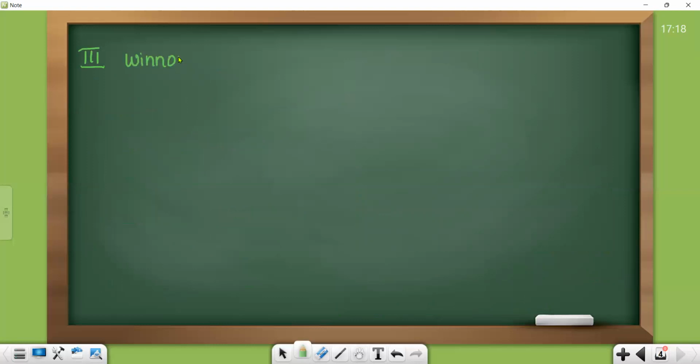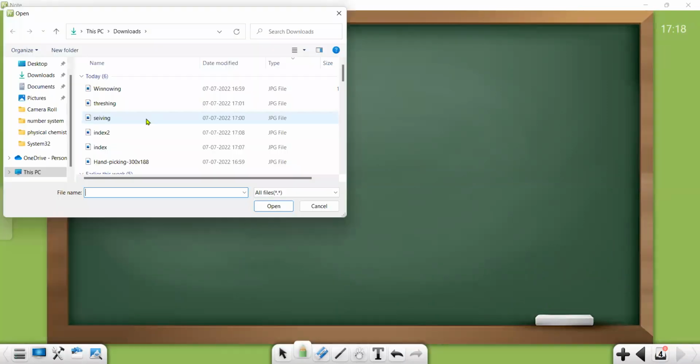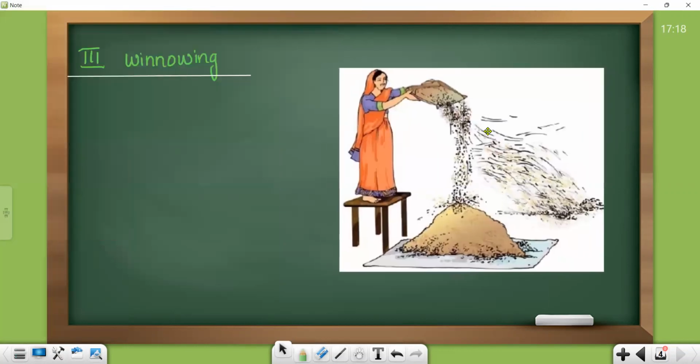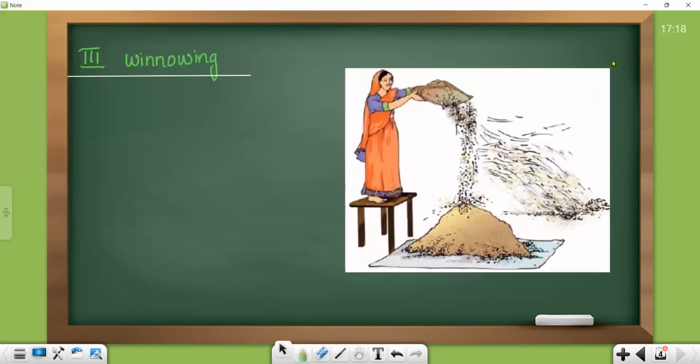Can I tell what is winnowing? Yes. Ma'am, winnowing, we will throw the particles up in the air, and the light particles will fly away, and the heavy particles will come down on the floor. Yes, so, can you see? Yes, ma'am, the light particles are flying and the heavy particles are settling. This process is done in the presence of air. Due to air, heavier and lighter particles are separated.